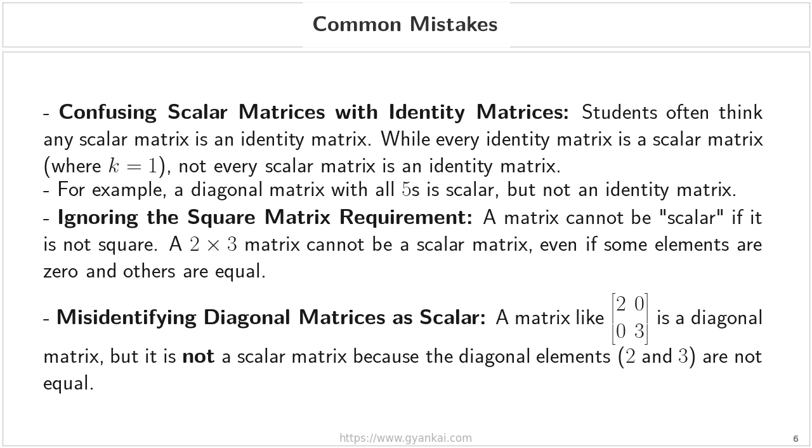Finally, be cautious not to misidentify a general diagonal matrix as a scalar matrix. Recall from our earlier slides that for a matrix to be scalar, the diagonal elements must be identical. For instance, if you encounter a matrix with 2 and 3 on the main diagonal and zeros everywhere else, it is indeed a diagonal matrix, but it is not a scalar matrix because the diagonal elements, 2 and 3, are not equal. Keep these distinctions in mind as we move toward our final summary of the topic.